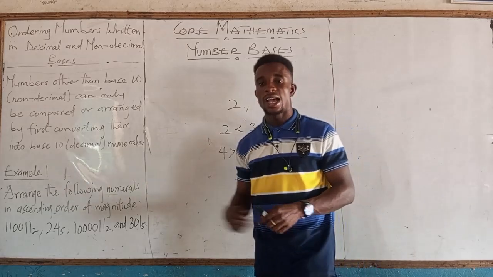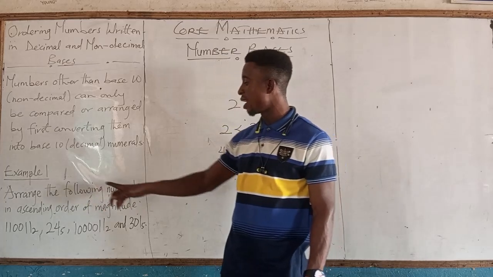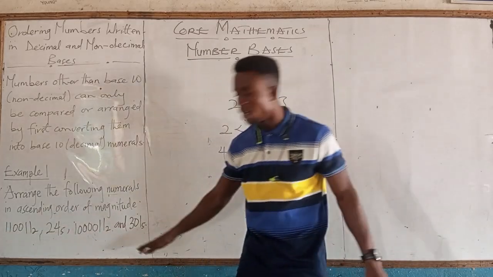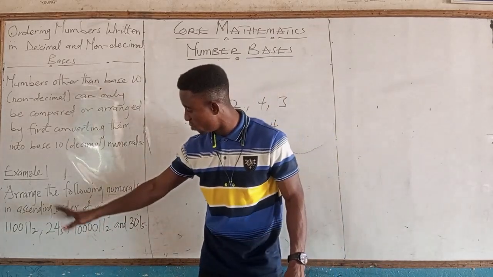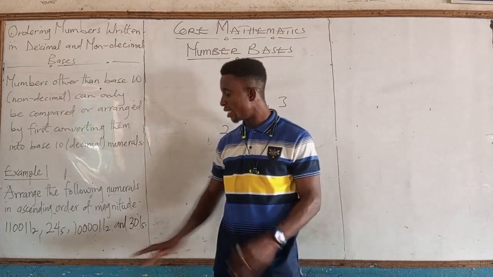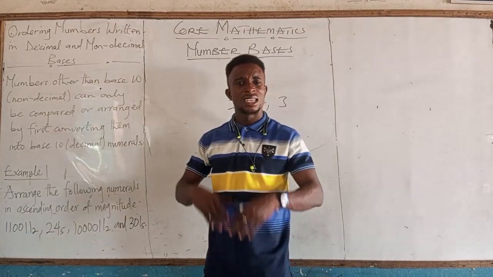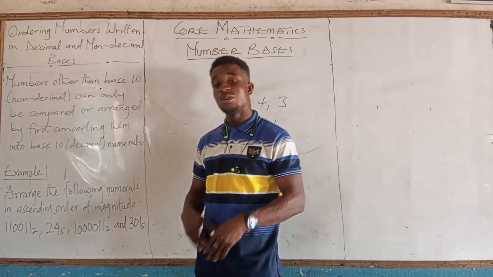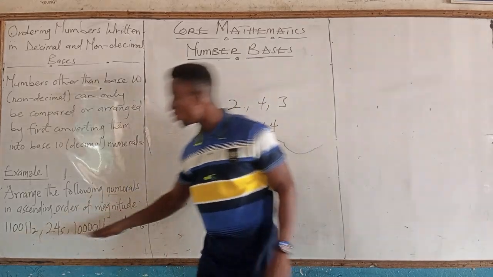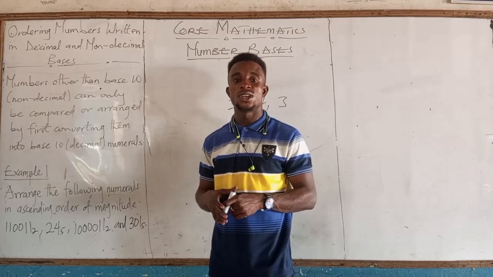Okay, so let's use an example to explain. Example number 1 says, arrange the following numerals in ascending order of magnitude. The numerals are here. Are we getting that? So we have base 2, base 5, base 2, and also base 5. And we are to arrange these in ascending order. Since they are in other bases, we don't know the biggest, and we don't know the least or the smallest. Please, are we getting that? So the first thing we do is to change everything here to base 10. Are we getting that? Then we use the base 10 in doing the comparison.